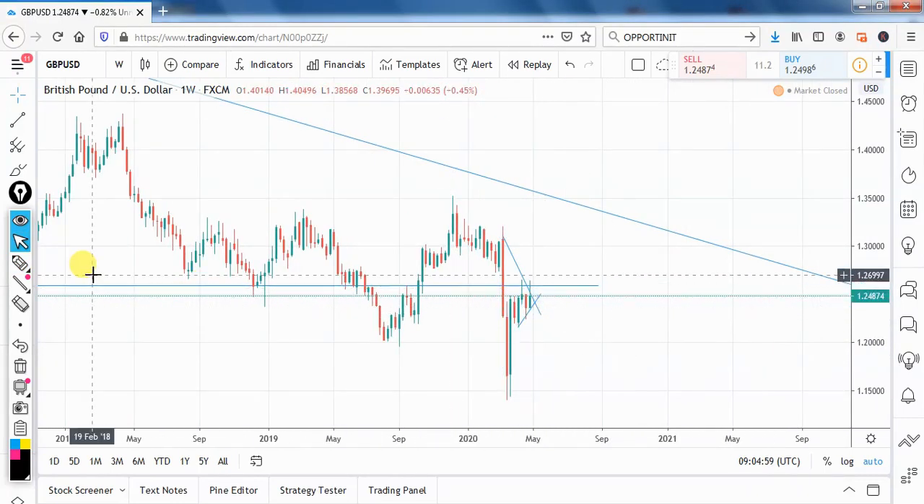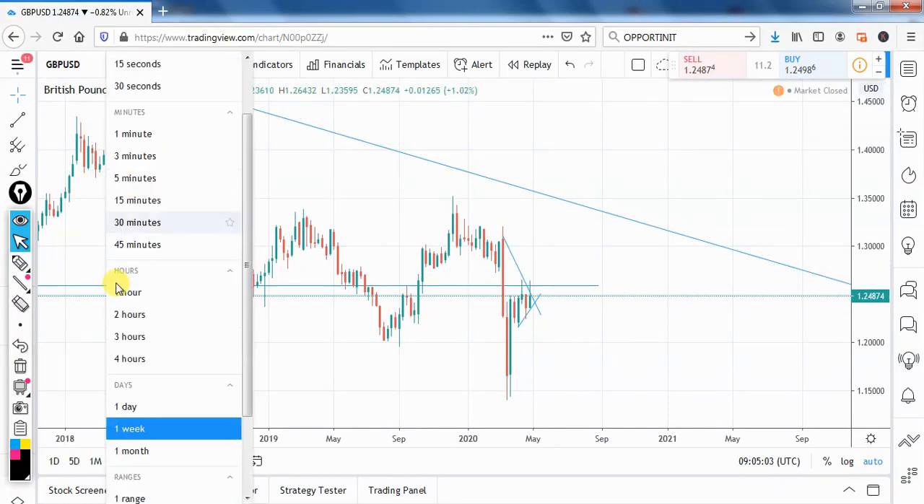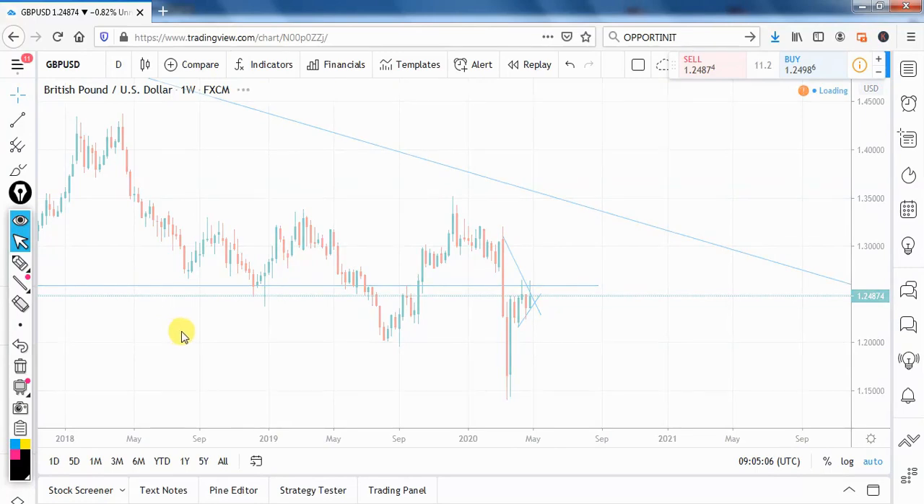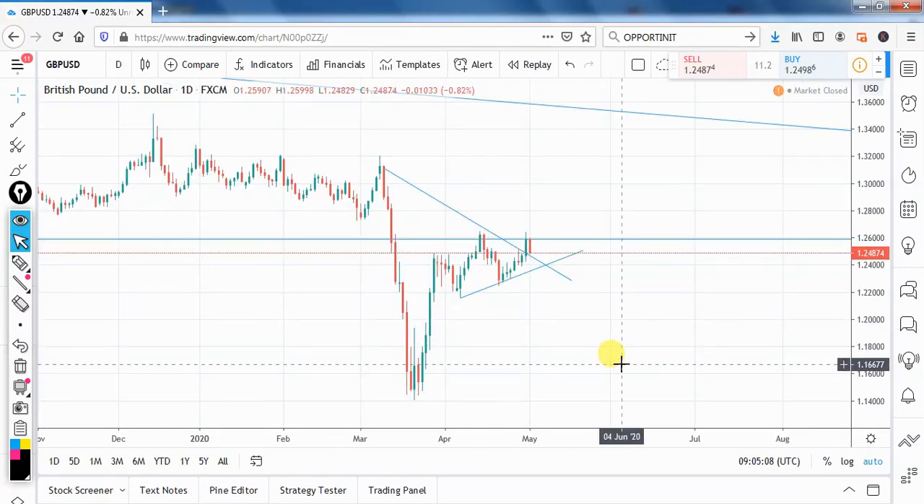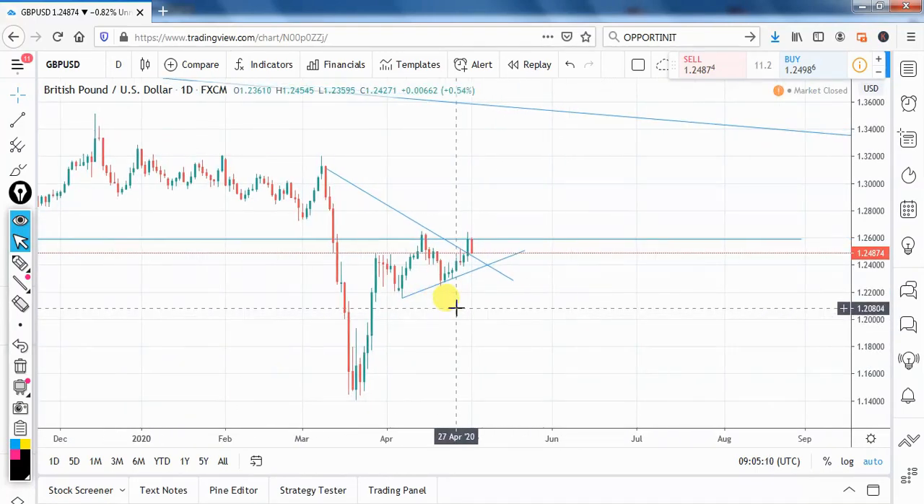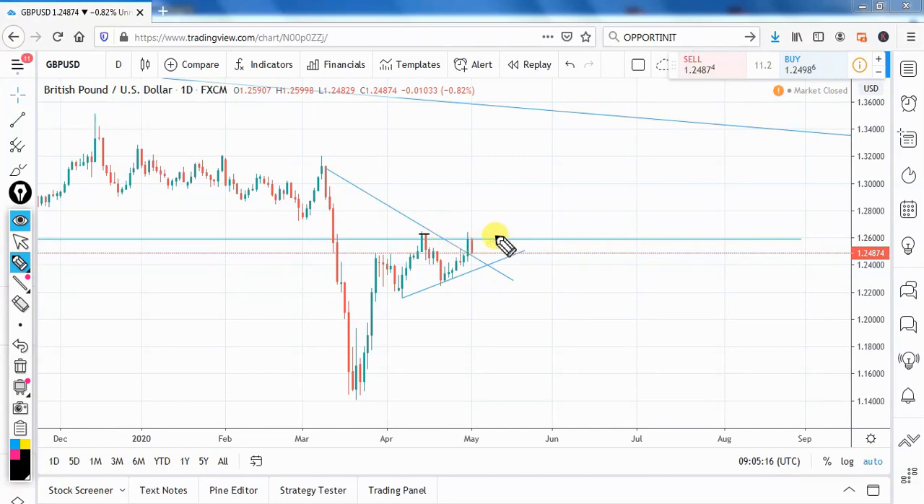So let's go to the shorter time frames. Let's go to the daily time frame, and we're going to have a clearer picture of what we see in here. On the daily time frame, the price came up and tested this high. It failed to take out this spike high here, and it had an immediate reaction towards the downside.